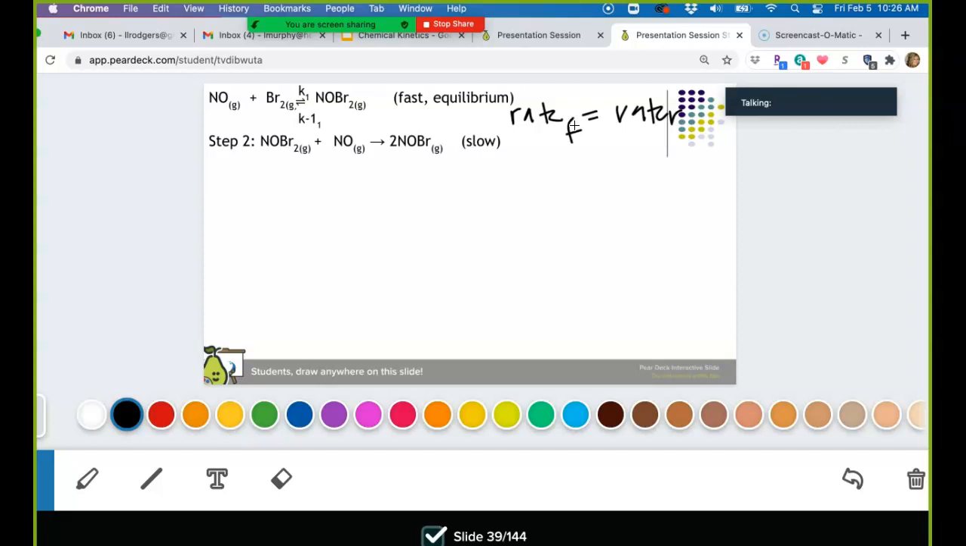Okay? So because the rates are equal to each other, you can write a rate law for the forward reaction and a rate law for the reverse reaction and set them equal to each other. So what would the rate law be for the forward reaction? It would be rate equals K1 NO and Br2 if we were to go forward, right here, equals the reverse reaction, which is K minus 1. Well, if I'm going reverse, this is now my reactant, right? I'm going backwards. So the rate of the forward reaction equals the rate of the reverse reaction.